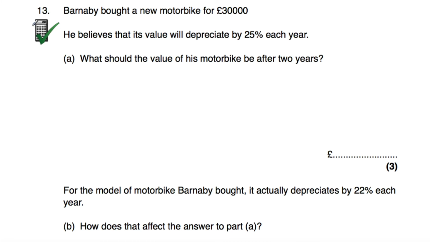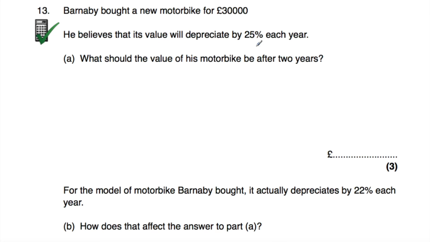Okay, let's have a look at our next question, question number 13. So question number 13 says, Barnaby bought a new motorbike for £30,000 and he believes the value will depreciate by 25% each year. So he's saying that the value of the motorbike is going to go down by 25% each year. And part A says, what should the value of the motorbike be after 2 years?